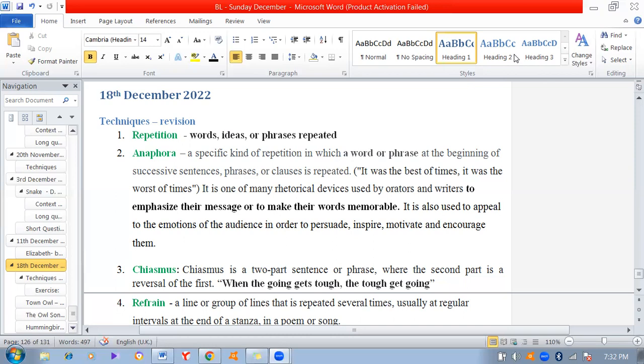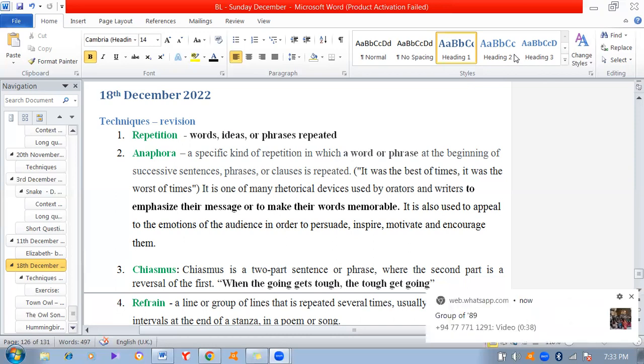One very good example of the use of anaphora in modern literature would be the "I have a dream" speech by, what is that person's name? King. His name ends with the word King, Junior. Anybody who remembers his name? He's a black person. His most famous speech is "I have a dream."